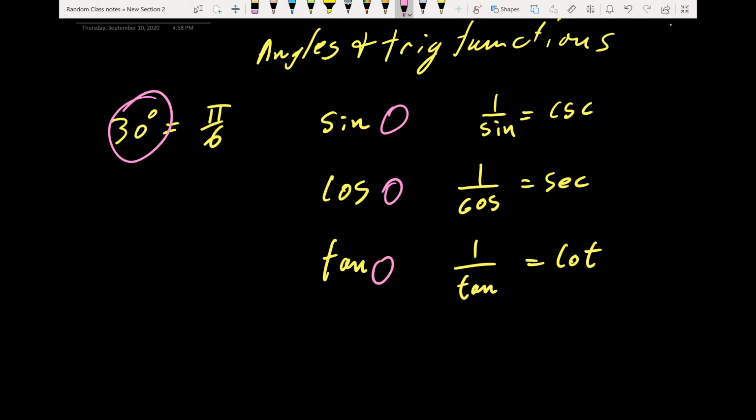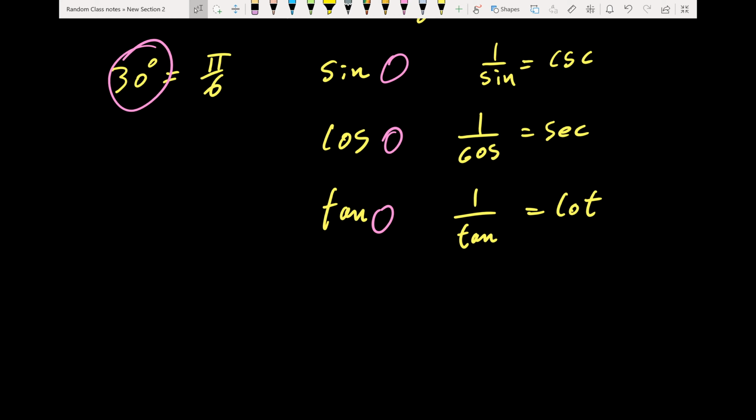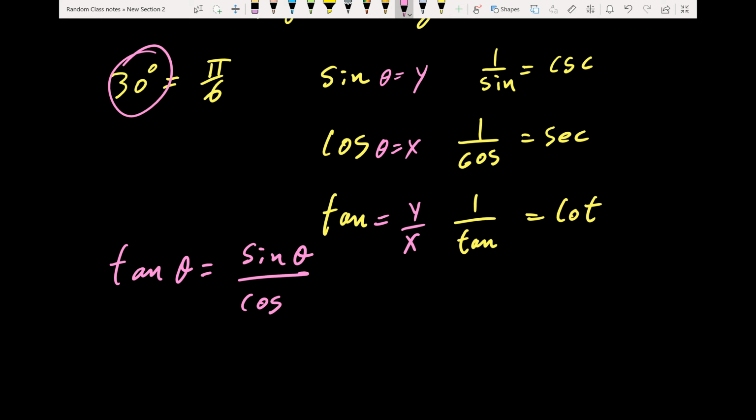All right, now, normally sine of theta usually represents y. Cosine represents what? x. And tangent represents what? Yeah, y over x. Another way of looking at tangent of theta means sine of theta over cosine of theta. Have I lost anyone yet?